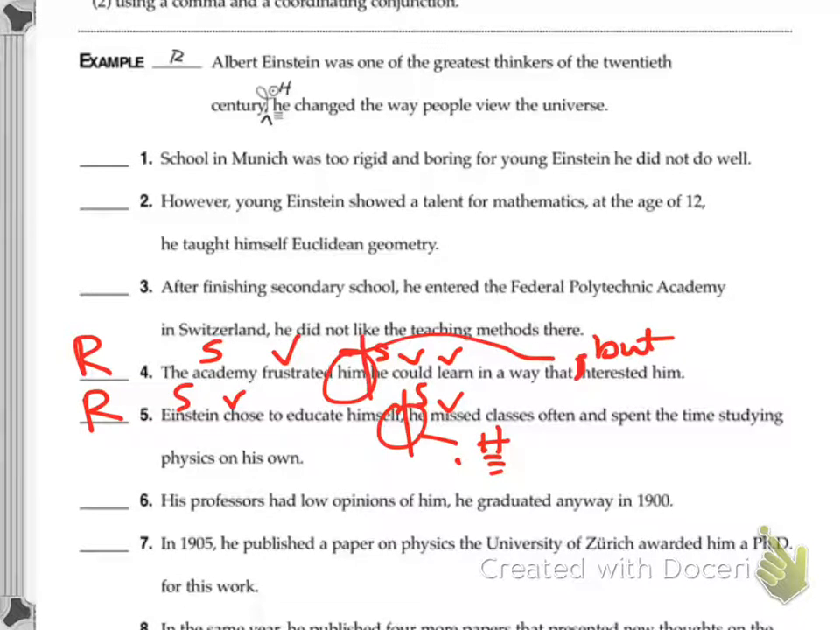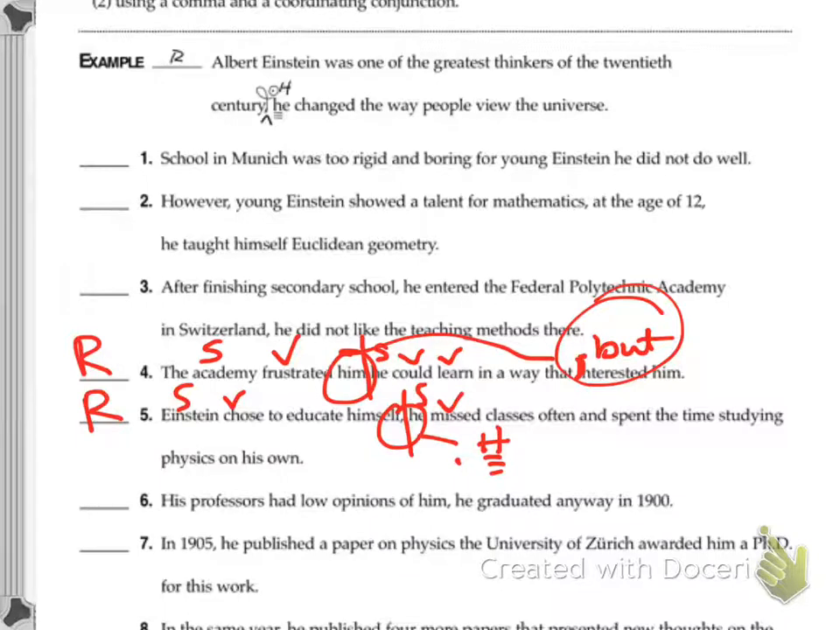Okay, so here's the way that I fixed these 2 sentences. In this one, number 4, I decided it was a run-on sentence because we do have the academy frustrated him. And then we have he could learn in a way that interested him. We don't have the relationship between those 2 ideas, and they're not punctuated correctly. So I added a but, because you could say that even though the academy frustrated him, he would be able to learn in a way that interested him.